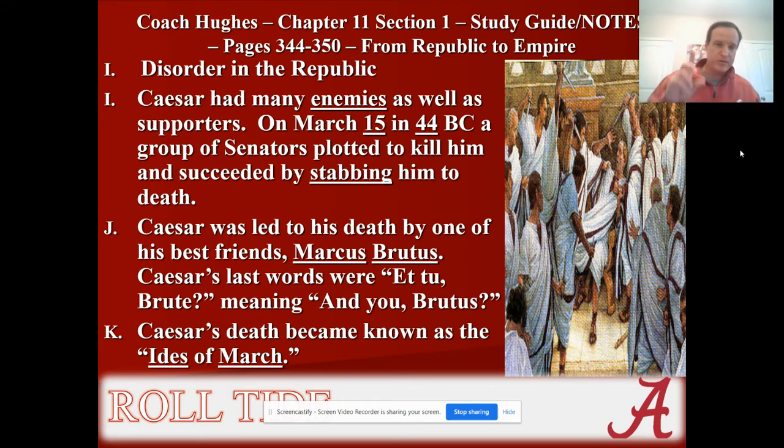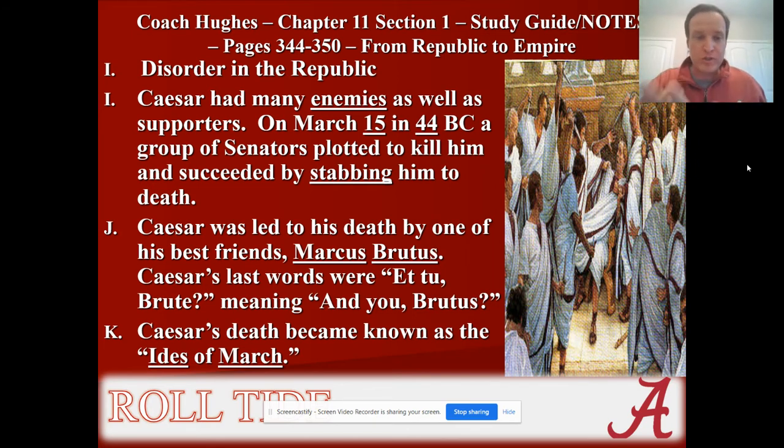Some of these elite senators get together and conspire a plot to take Caesar out. On March 15th, and even if you check your calendars today, it has what I'm going to lead up to. On March 15th, 44 BC, you don't have to know a lot of dates, you need to know this date. On March 15th, 44 BC, a group of senators plotted to kill their leader, their dictator for life, Julius Caesar, and they succeeded by stabbing him to death.